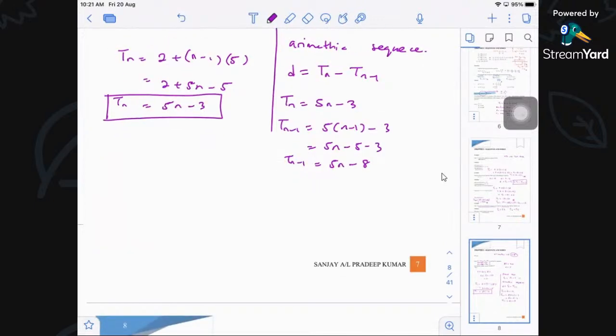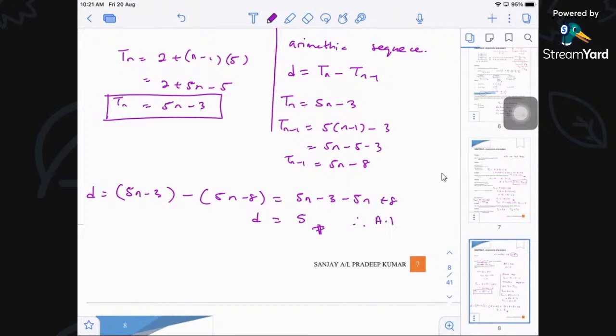So now if I minus off, I'm going to get (5n minus 3) minus (5n minus 8). You can tell me that this is going to be the difference. And if I subtract this, I should get a constant. Why? Because the common difference will be a constant, D equals 5. Understand? If D equals a constant, then it's arithmetic.